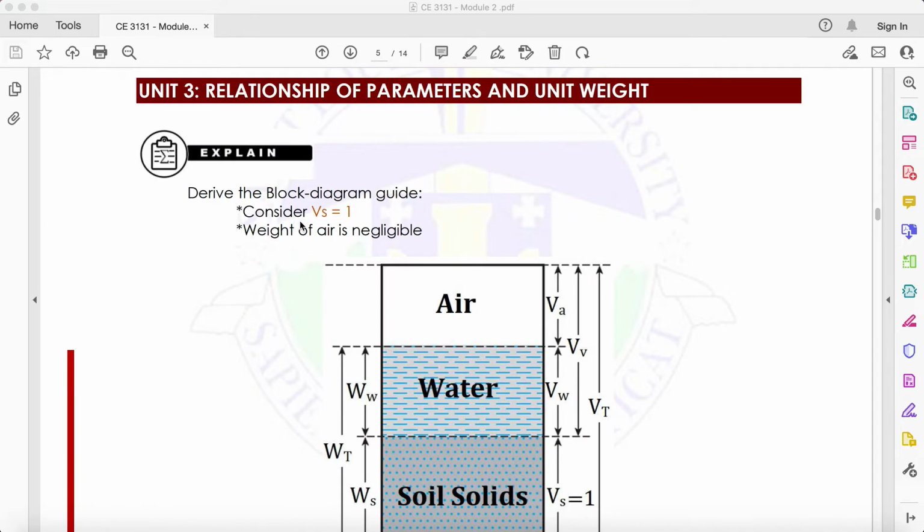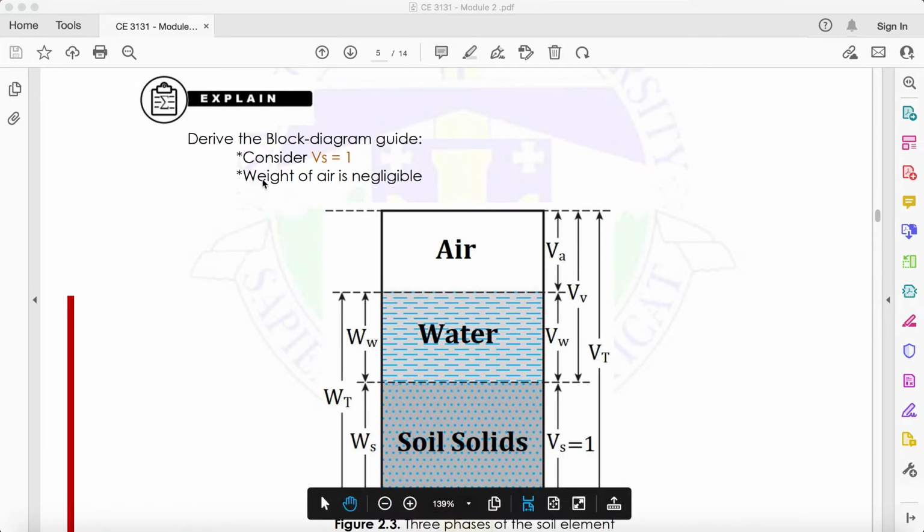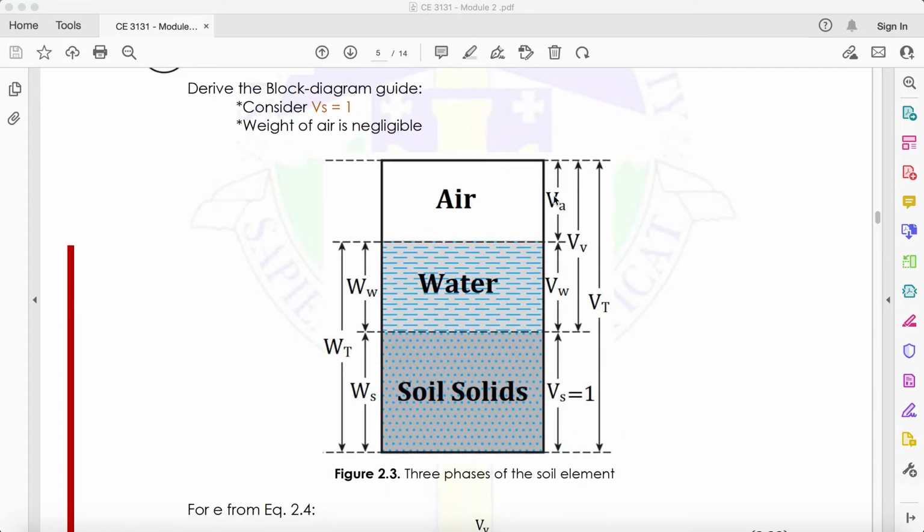So we're going to consider Vs, the volume of the soil, equivalent to 1, and the weight of air here is negligible. So it's still the same. Volume of the air is Va, volume of water is Vw, volume of the soil is equivalent to 1. Okay, so that is the guide here. Then volume total is equivalent to volume of the soil plus the volume of the voids, wherein volume of the voids is equivalent to volume of air plus the volume of water. Then total weight is equivalent to weight of water plus weight of soil.